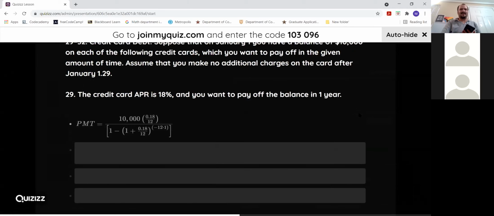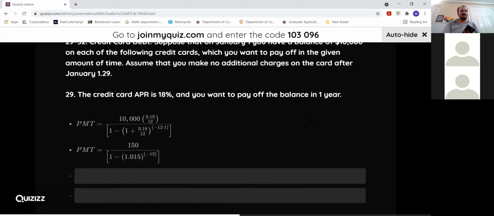And so this is the same thing we've been doing, but we're going to do 10,000. We're going to do 18%, and doing it for 1 year. I think everything else is pretty much the same from the previous problem. But we're doing this, dividing those two, multiplying, that gives me 150.